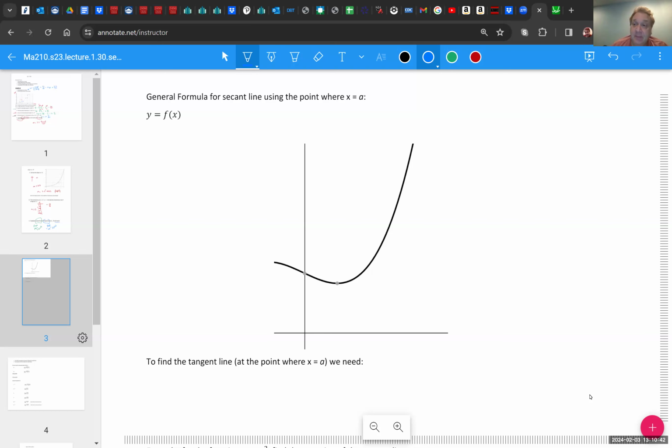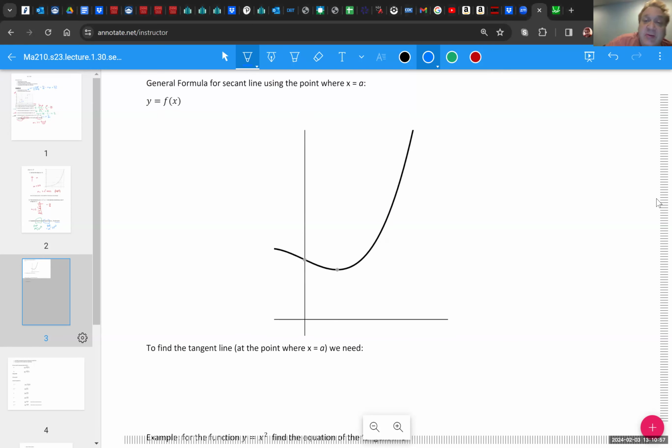All right, so to find the general formula, I'm not going to start with a specific function. I'm just going to start with some random function. So I've graphed just something squiggly. We don't really need to know the equation because we're doing it for any equation. And we need to find the slope of the secant line and the tangent line at a particular place, and we're going to label that place x equals a.